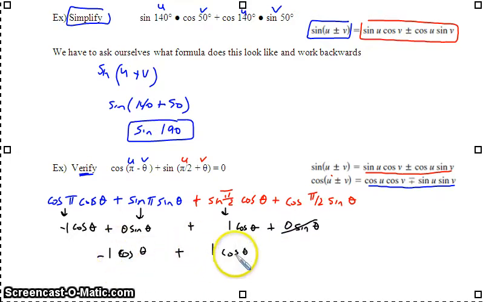So really, again, when I add these two together, that's not there, it's 1 cosine of theta. Negative cosine of theta plus positive cosine of theta cancel each other out, I get 0. Remember, that's what I was trying to get it to be equal to, so I was able to verify that all of this, by using two sum or difference formulas, reduced down to 0.